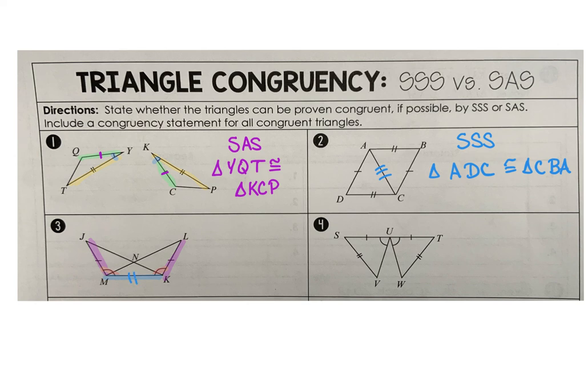And so I have 2 sides, this side and that side, and I have the angle that is shared. So I can say these are congruent. These are congruent by side, angle, side. Side, angle, side. And then, if I want to say the congruent statement, triangle JMK is congruent to triangle LKM.